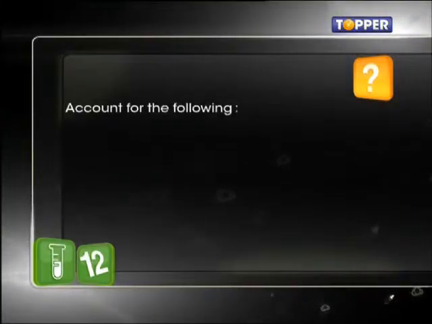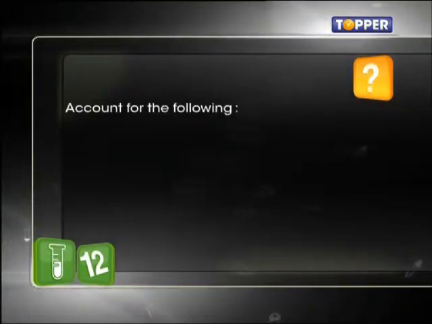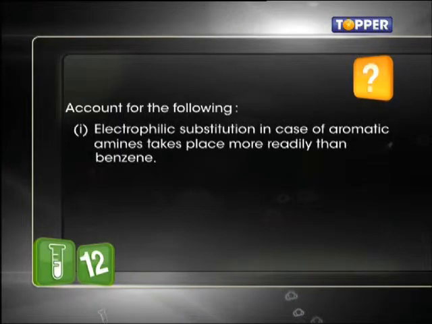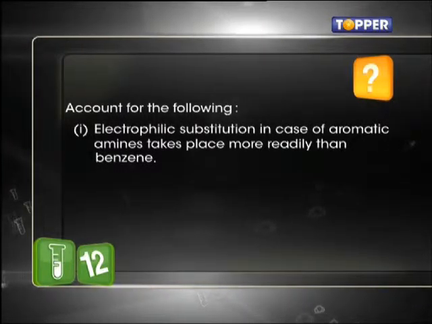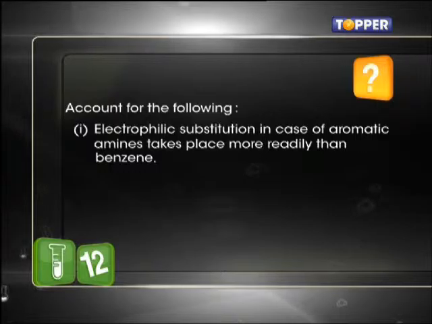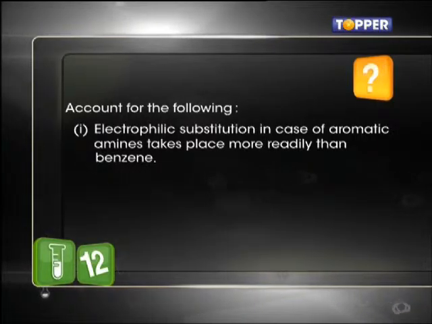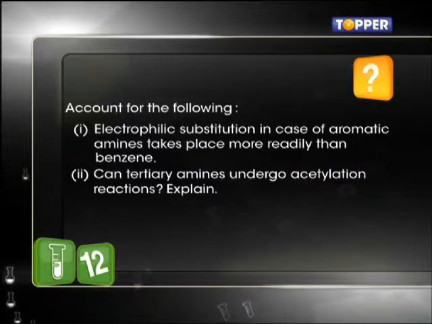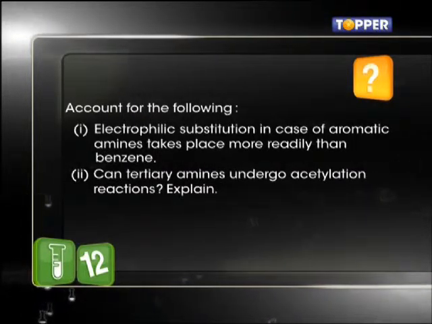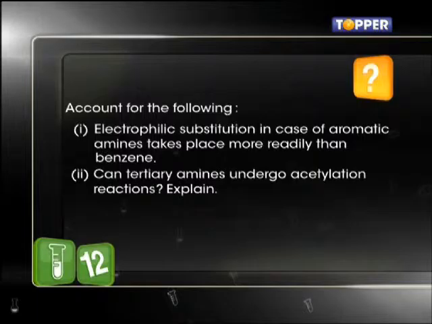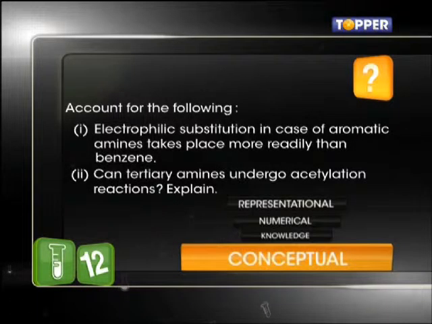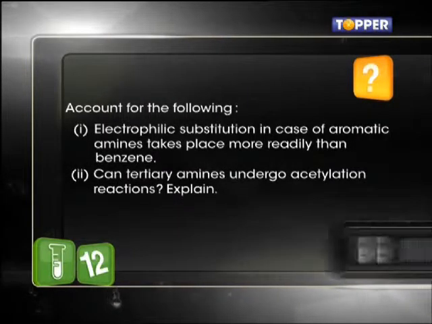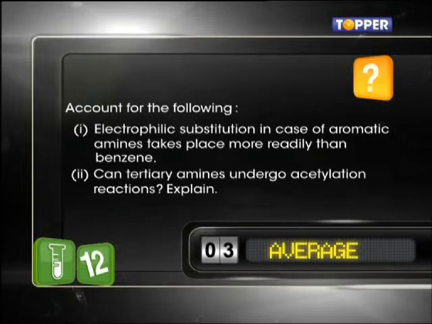Here we have a few situations. You have to account for them. 1. Why does electrophilic substitution in case of aromatic amines take place more readily than in benzene? 2. Can tertiary amines undergo acetylation reactions? Explain. Take a look at the explanation for each. Remember, this is a 3-marker.